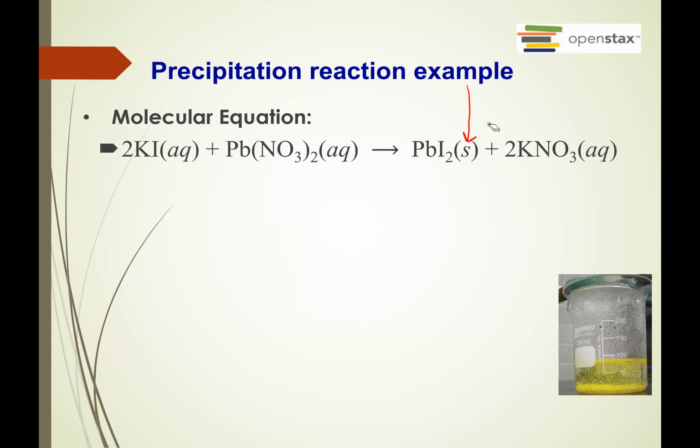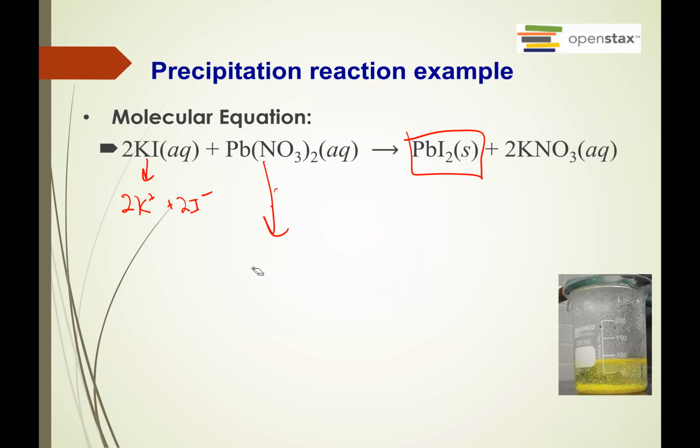See that solid? So that means this PbI2 does not come apart. Everything else comes apart. So when we see this KI, this is going to come apart into 2K+ plus 2I−, because this 2 is going to go to the K and the I−. When we look at Pb(NO3)2, it's going to come apart into Pb.